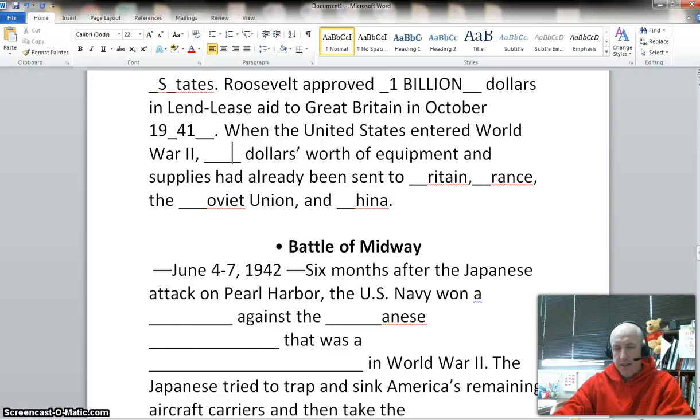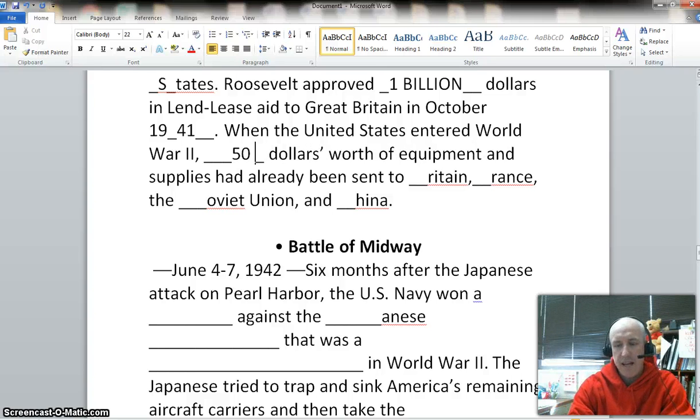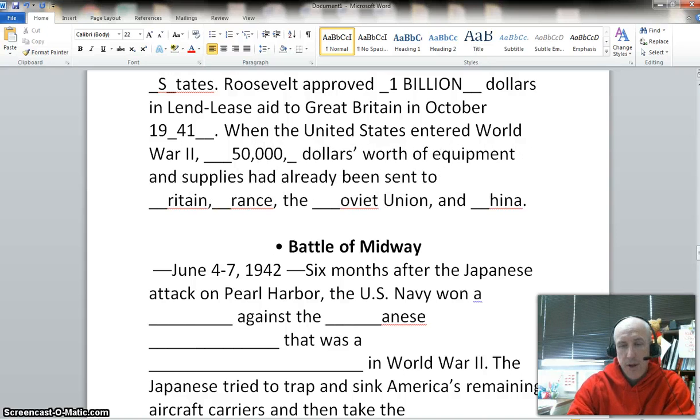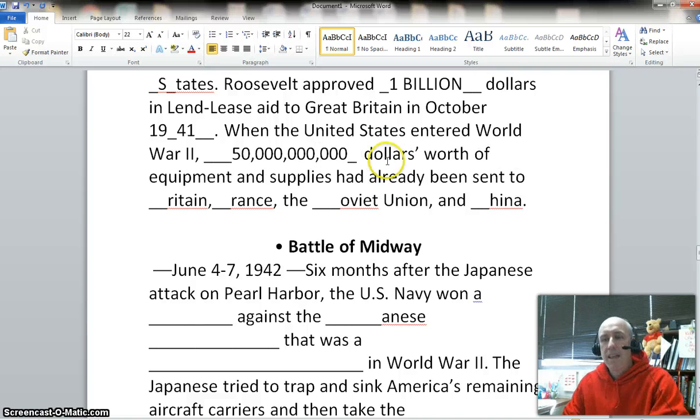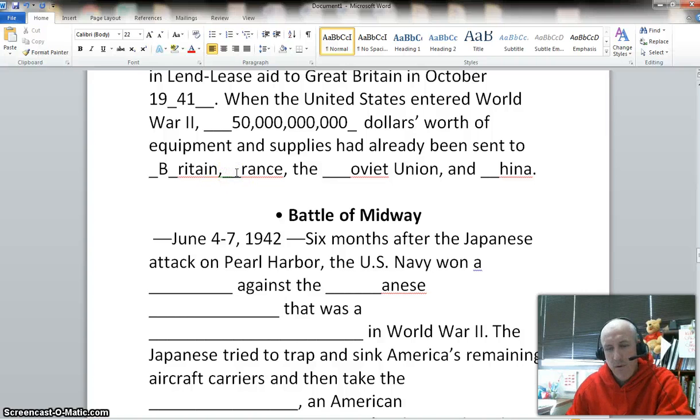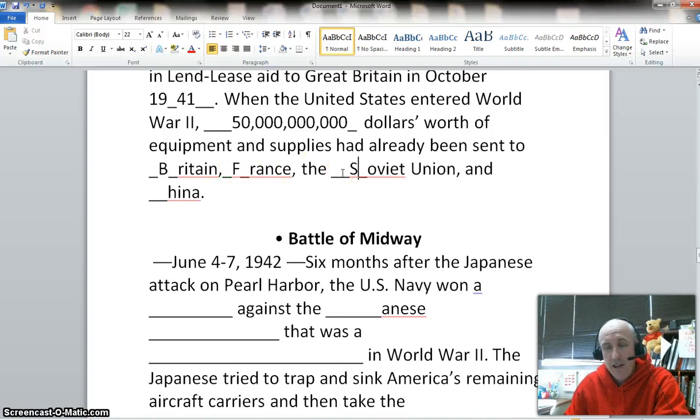By that time, guess how many billions we will have given? 50. Let's see if we can write billion here. Is that billion or is that million? No, that's just million. $50 billion worth of equipment and supplies had already been sent to Britain, France, the Soviet Union. Yes, they were on our side this time. And on our side is China. These two, Soviet Union and China, will be on the opposite side after World War II. All right, very good. Let's pause this.